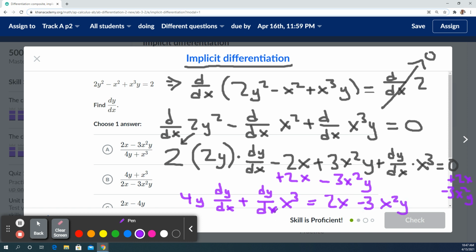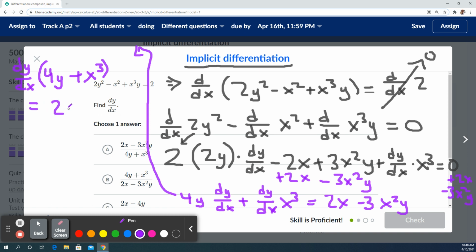Okay. Now, we need to factor out the dy/dx on this left side. I'm going to go ahead and do my work over here now. So we have dy/dx pulled out. What's left? We have the 4y, and we have the plus x cubed. Equals, on the right side, we still have the 2.